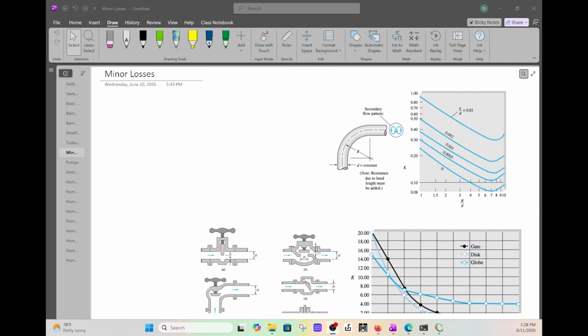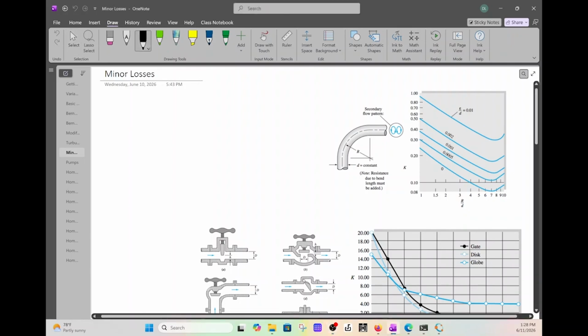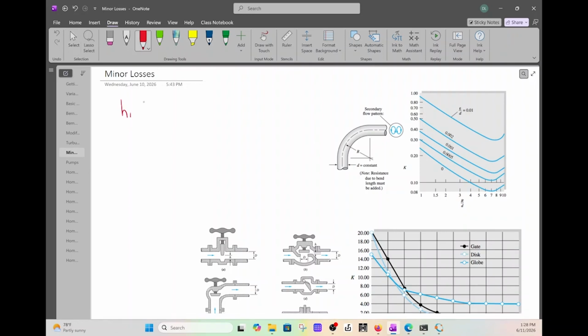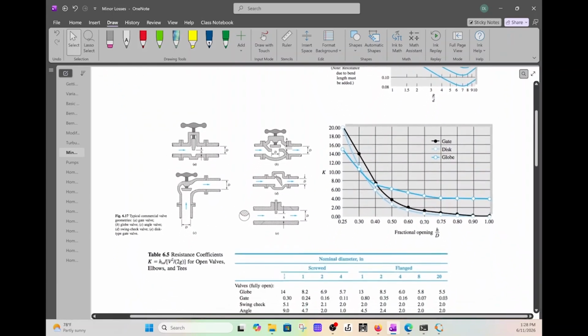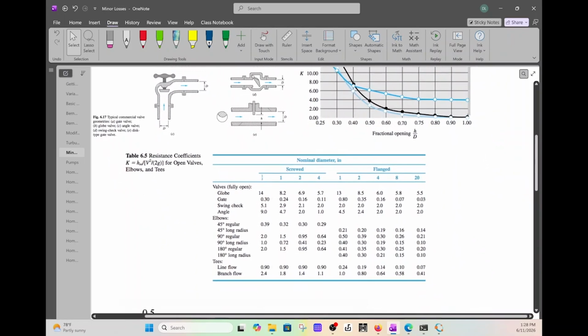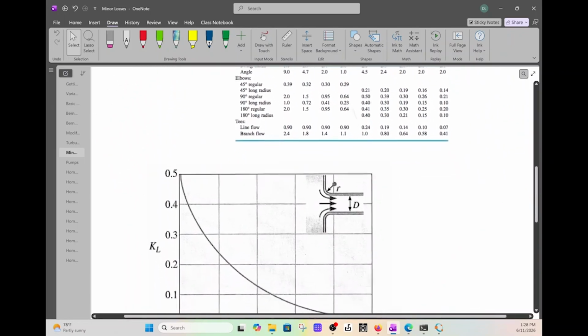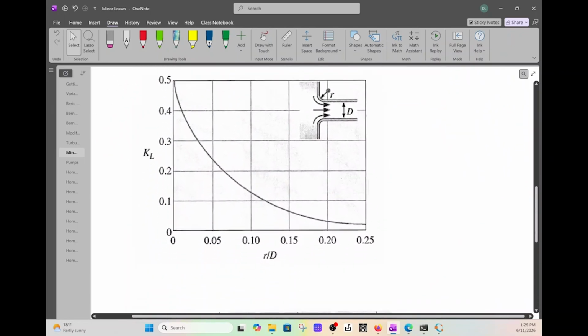All right, here is a video lesson on minor losses. We've been writing the modified Bernoulli's equation with the HL term, but we've been looking at only major losses, which is straight pipe. But there's also bends, gate valves, elbows, T's, even entrance effects.